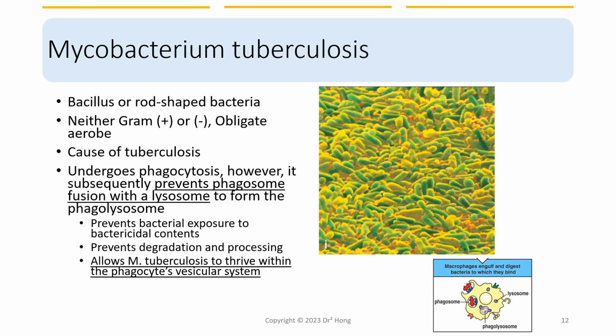Mycobacterium tuberculosis is an intracellular rod-shaped bacterium that is the cause of tuberculosis. One of the ways this bacterium evades the immune system is by preventing the fusion of lysosomes with the phagosomes that engulf the bacteria. The bacteria produce a lipid substance that inhibits the fusion between phagosome and lysosome to form the phagolysosome. This allows the bacteria to avoid being killed by the acidic and enzymatic environment of the lysosome and thrive within the phagocyte's vacuolar system.